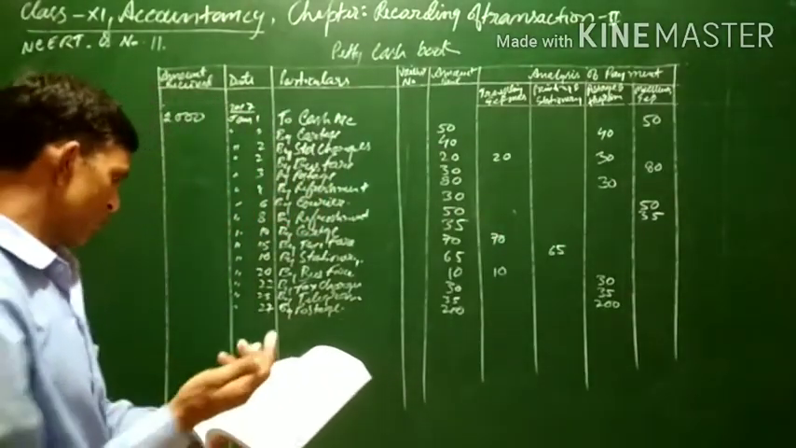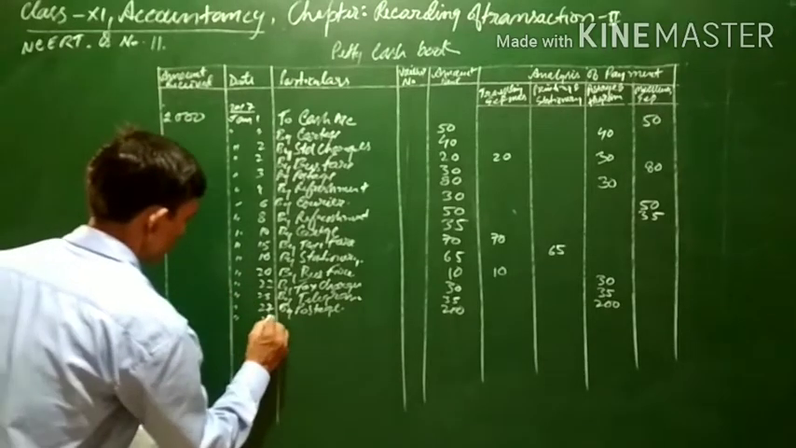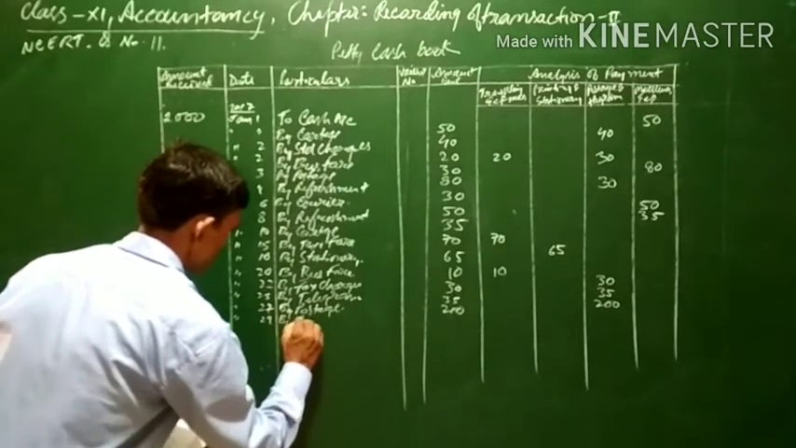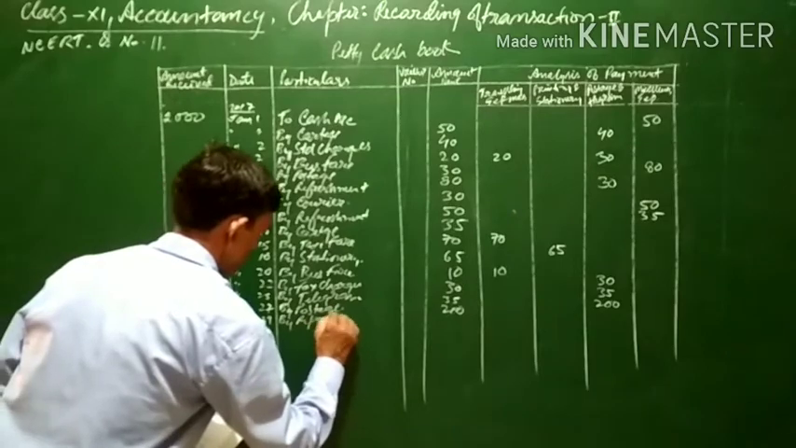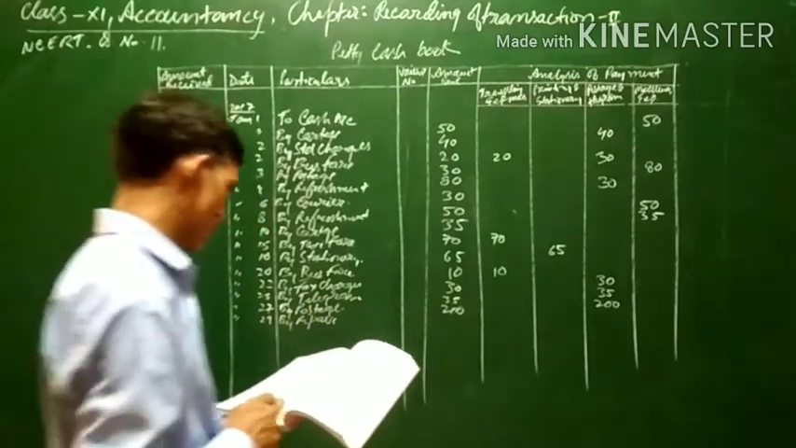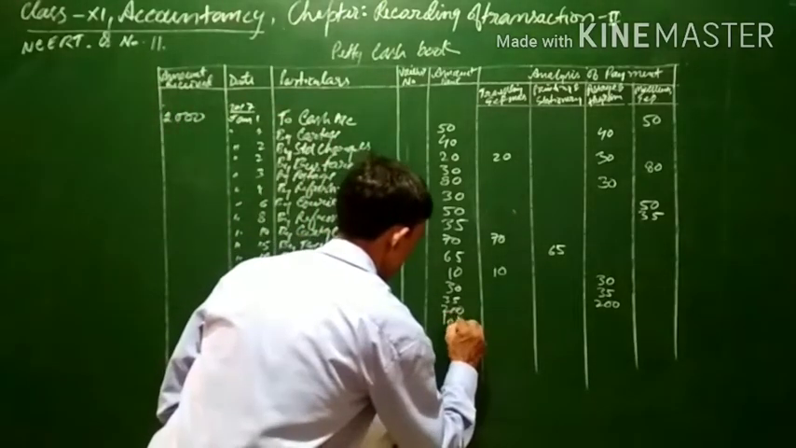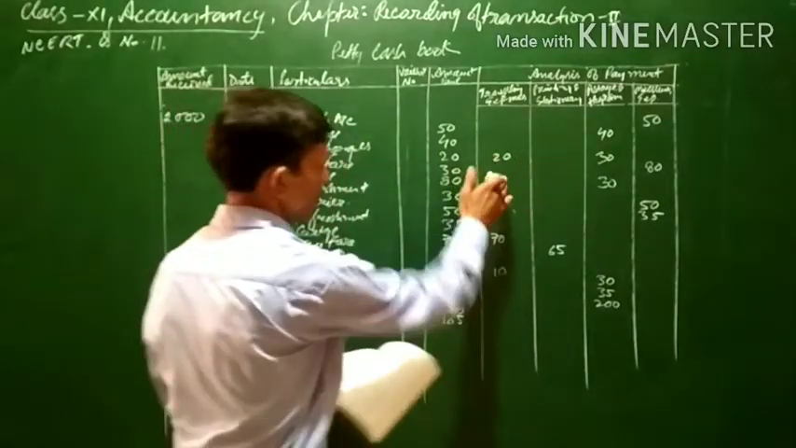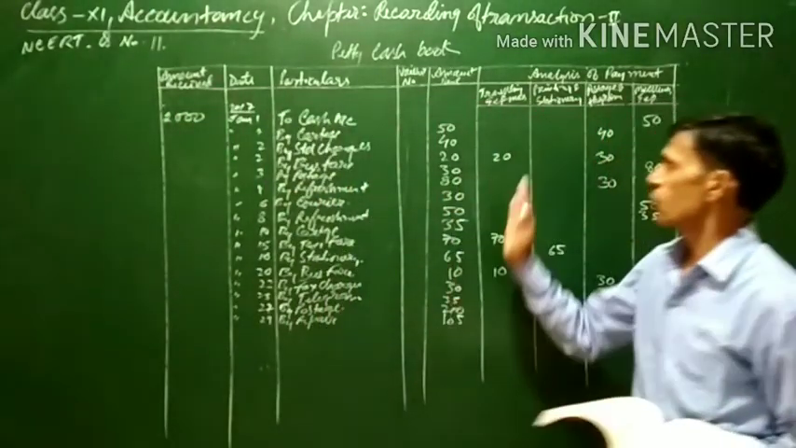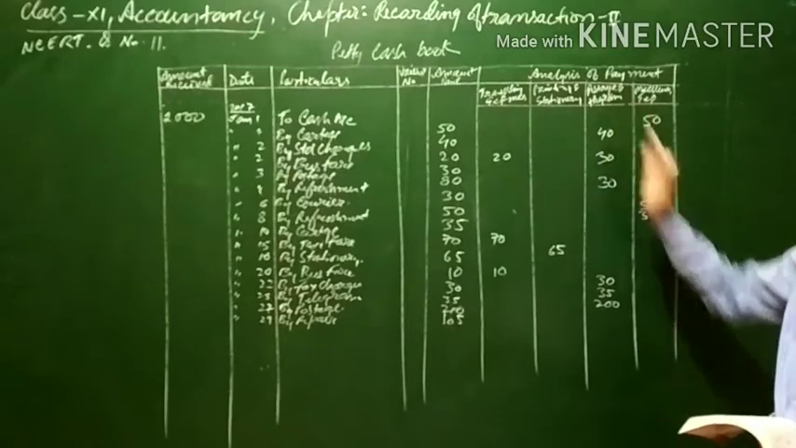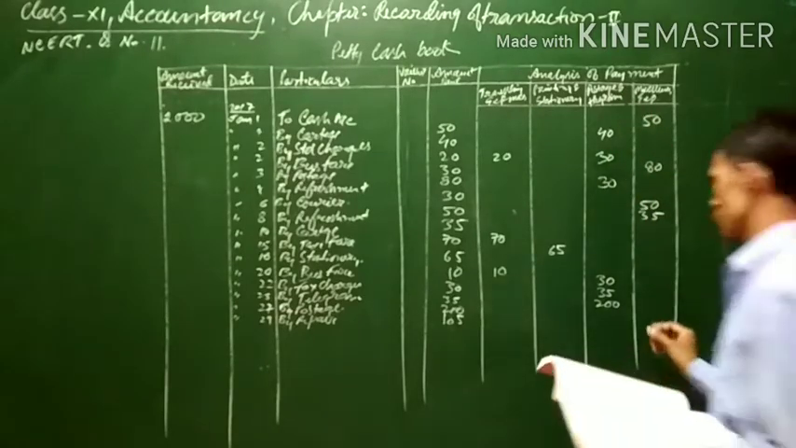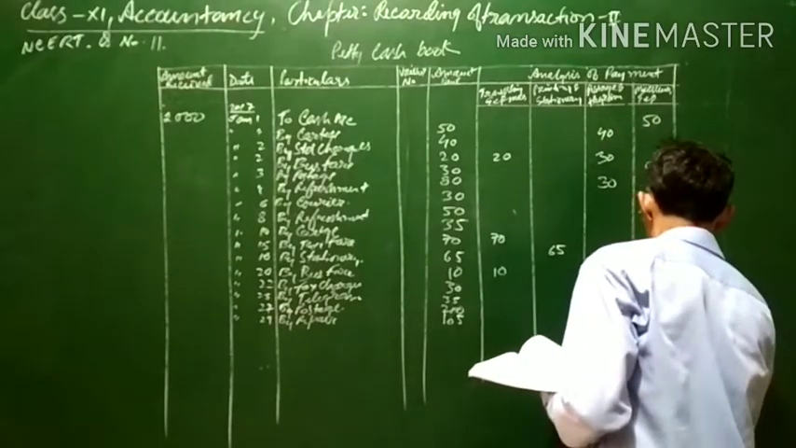Now there is repair of furniture on 29th. By repair. Amount paid is 105. Since it is not related with travelling, printing or postage, it will be written in the miscellaneous column, that is 105.